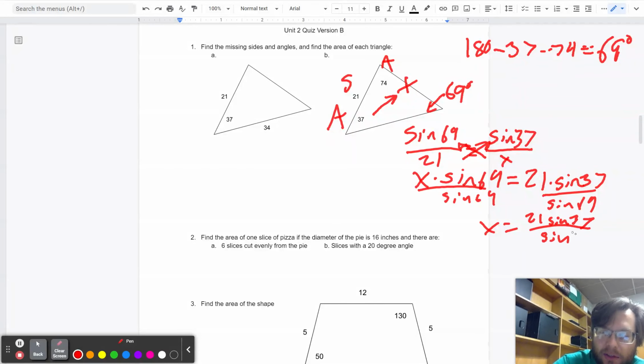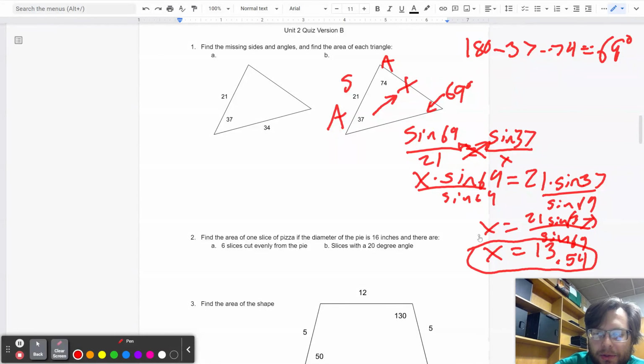You can type this into your calculator as long as you remember to put parentheses around the 37. So 21 sine 37 divided by sine 69. X comes out to be 13.54.